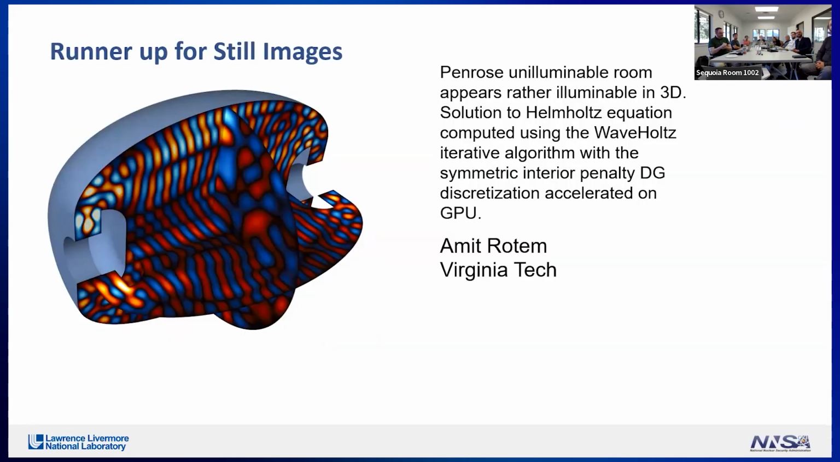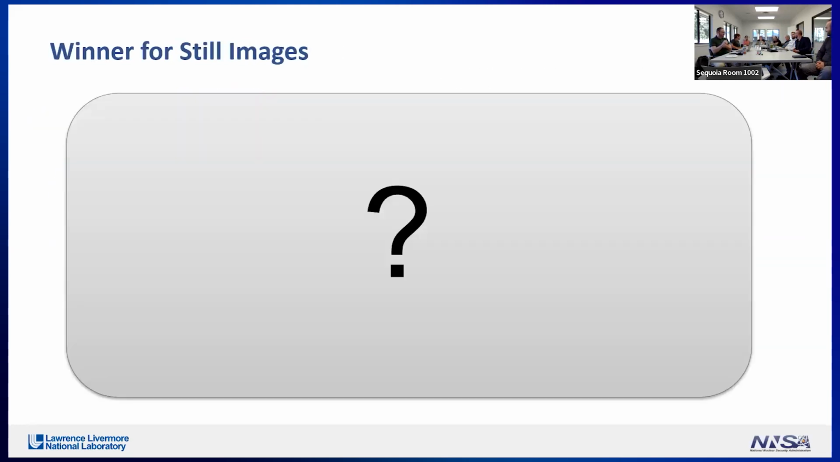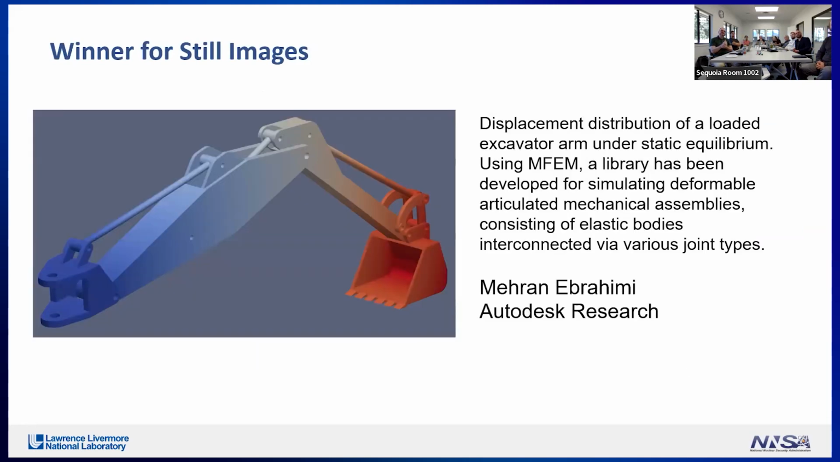Okay, so the winner for still images is a displacement distribution of a loaded excavator arm under static equilibrium using MFEM. A library has been developed for simulating deformable articulated mechanical assemblies consisting of elastic bodies interconnected via various joint types. This is really cool to see an assemblage put together from multiple meshes using MFEM. So, Miran, congratulations.